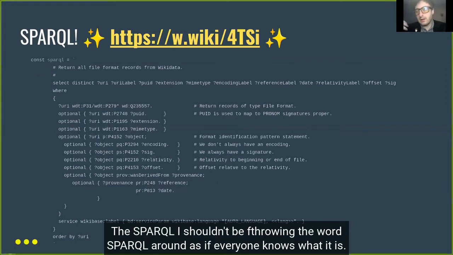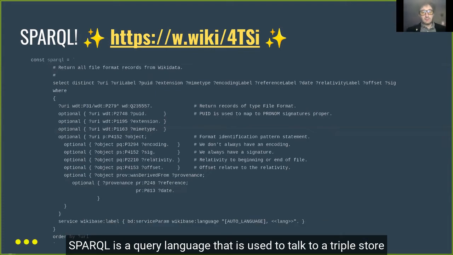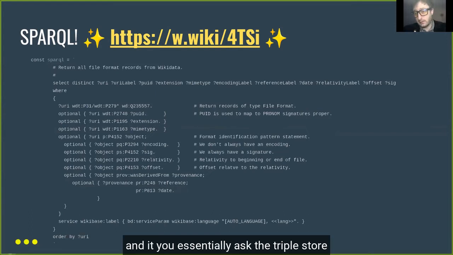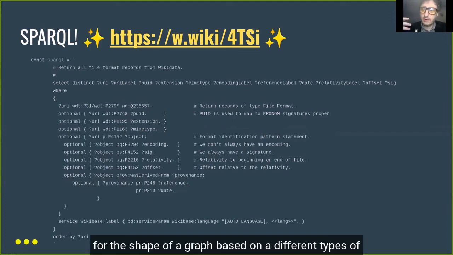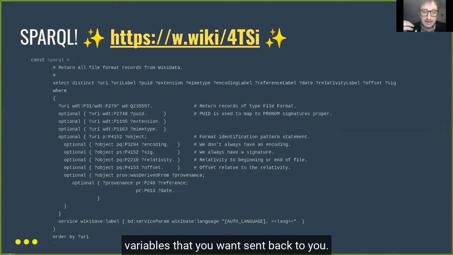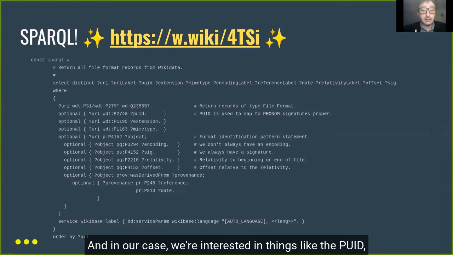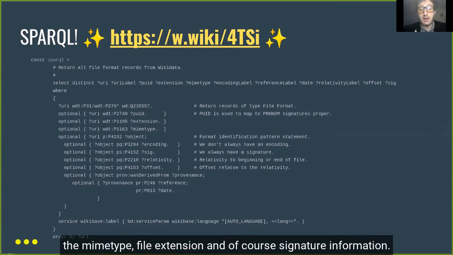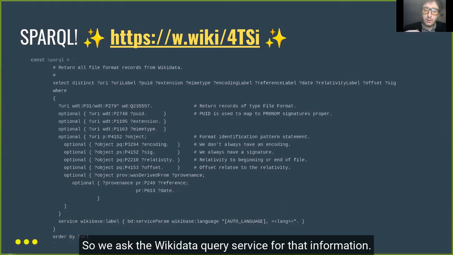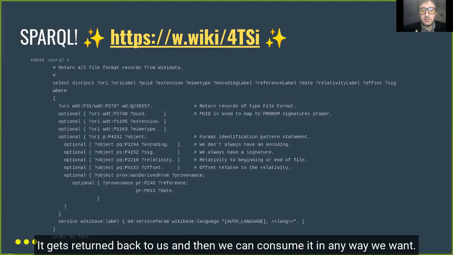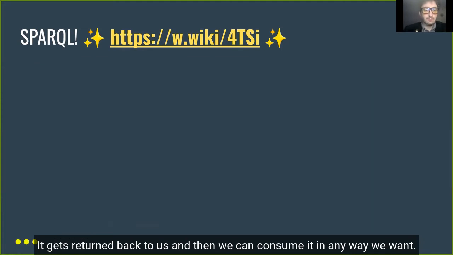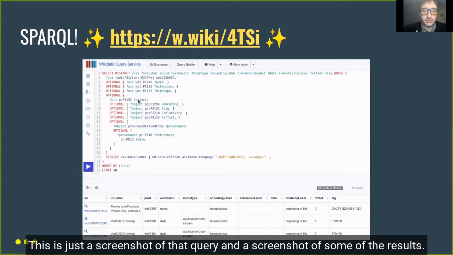The SPARQL, I shouldn't be throwing the word SPARQL around as if everyone knows what it is. SPARQL is a query language that is used to talk to a triple store, and you essentially ask the triple store for the shape of a graph based on different types of variables that you want sent back to you. In our case, we're interested in things like the PUID, the MIME type, file extension, and of course, signature information. So we ask the Wikidata query service for that information. It gets returned back to us, and then we can consume it in any way we want. This is just a screenshot of that query and a screenshot of some of the results.